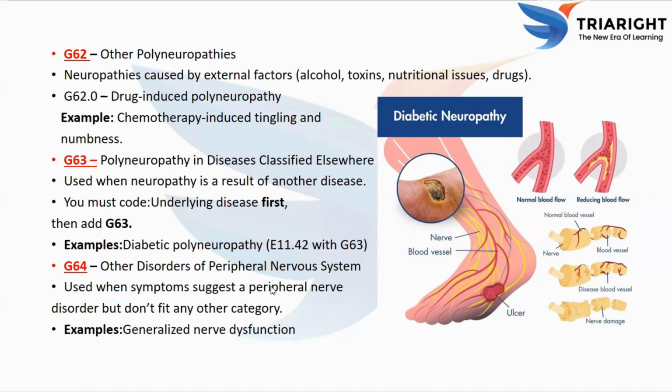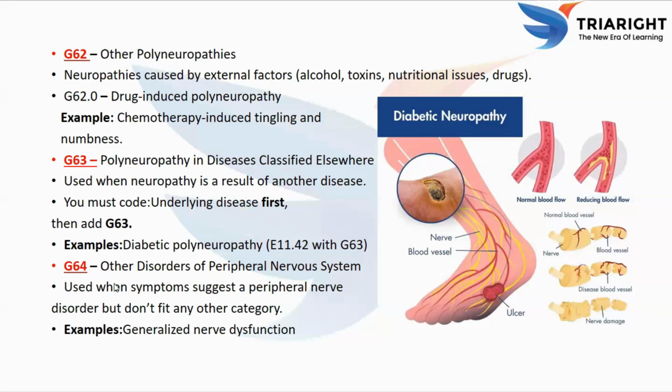So what will be the examples of G63? Diabetic polyneuropathy, E11.42. Whenever the diabetes condition is causing the neuropathy, you have to assign the diabetic polyneuropathy code first, followed by the G63 code. Another example is an autoimmune disease causing the neuropathy, or an infection-caused neuropathy, for example, HIV neuropathy. So first you have to assign the code for the disease, then neuropathy, and then G63 as a secondary code.